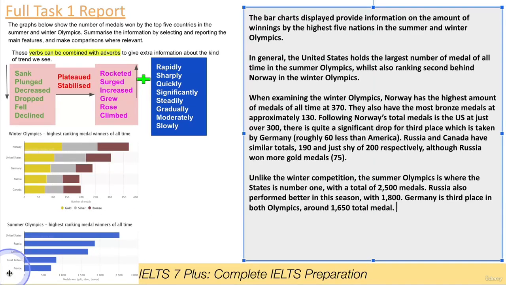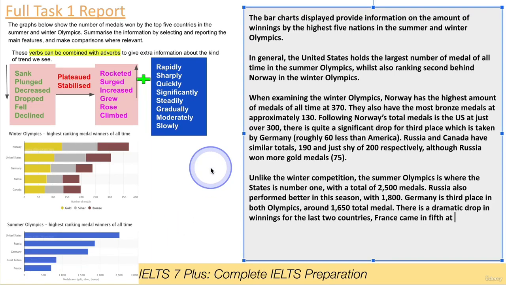Okay, let's just briefly mention Great Britain and France. There's a dramatic drop in winnings for the last two countries. And we could talk about France coming in 5th. France came in 5th at 500, 600, 700.